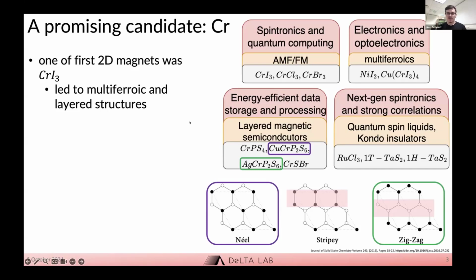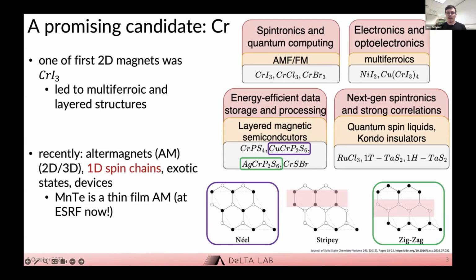So shown to the right at the bottom are some of these possible 2D arrangements for magnetic ordering of these antiferromagnets, and we're going to be focusing on this Néel ordering and this zigzag ordering, which corresponds to the silver chromium phosphor sulfur and this copper chromium phosphor sulfur. It's also worth noting that recently there's been this development in altermagnets in both 2D and 3D, as well as these 1D spin chains that we'll be talking about in this silver compound, and some exotic states such as these quantum spin liquids and Kondo insulators. And I think it's worth noting as well that I'm currently at the European Synchrotron Radiation Facility doing an experiment on this manganese telluride, which is a thin film altermagnet.